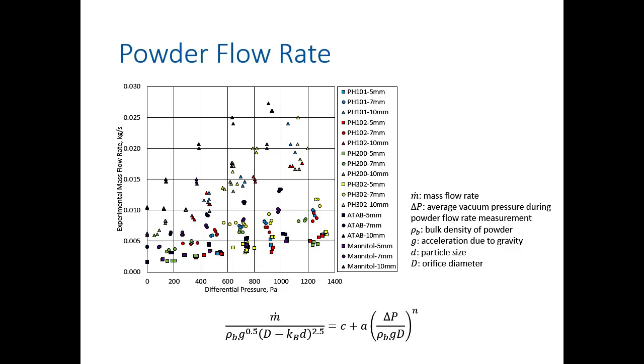And we carried out this experiment for the 6 powders that I presented, and we observed that the mass flow rate increased exponentially with the differential pressure. And by using dimensional analysis, I developed a similar model to determine the mass flow rate of the powder as a function of material properties and also the differential pressure that we are applying across the powder bed.